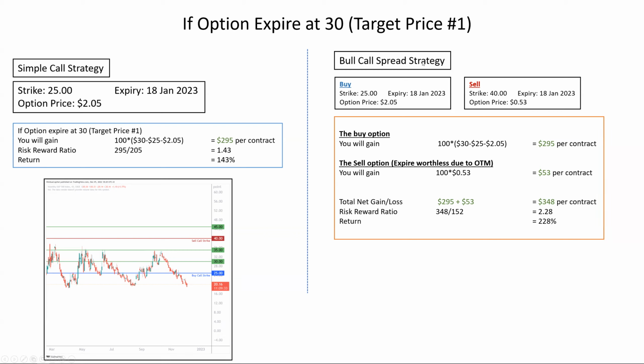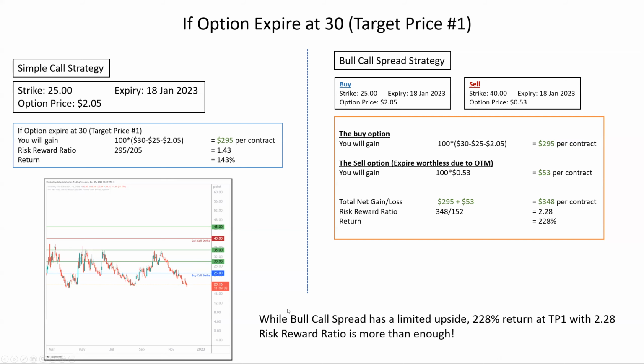Okay. So now we are going to use the same calculation at a different expiry level. Initially I said that the con for the bull call spread strategy is limited upside. But even at this level, you are already getting 228% return at TP1, and your risk reward ratio is 2.28. So this risk reward ratio is more than enough, even though the bull call spread has a limited upside. We haven't really hit the limited upside yet.